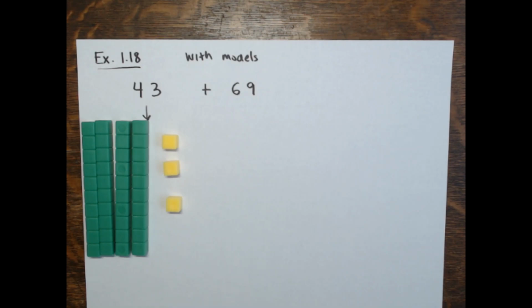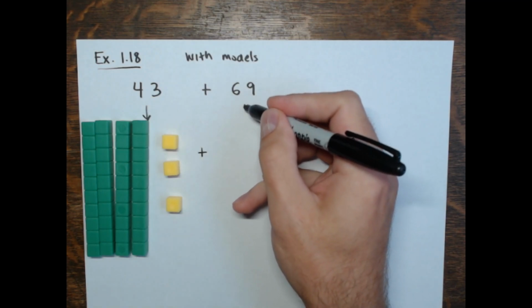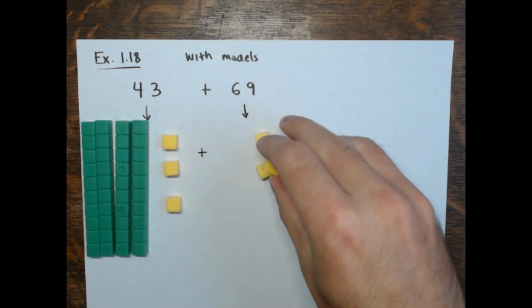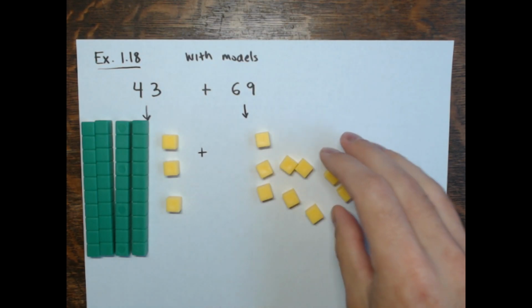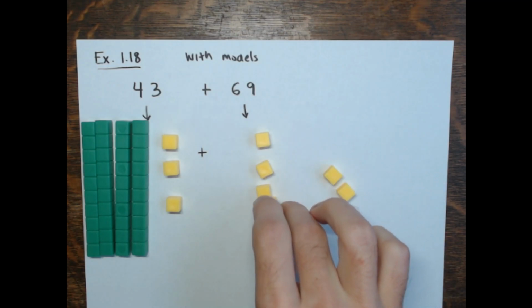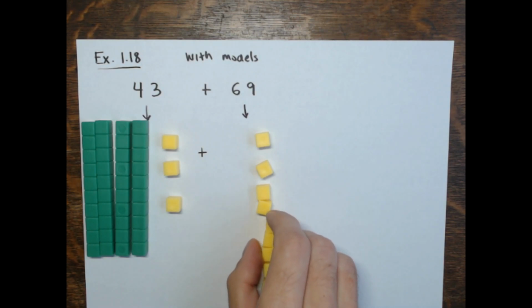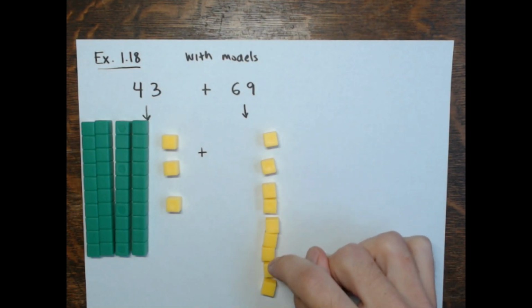And we're adding to that, 69. So that has 9 in the ones place. So there's 3, 6, 9 individual blocks, 9 ones. 1, 2, 3, 4, 5, 6, 7, 8, 9.